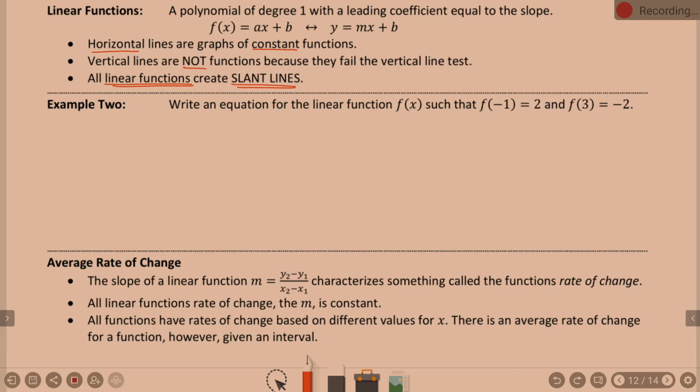Now, example 2 is very much an algebra 1 problem, I would say. Also reviewed in algebra 2. The information they're giving you is expressed a little differently, but this is definitely not anything new. Write an equation for the linear function f of x such that f of negative 1 equals 2 and f of 3 equals negative 2.